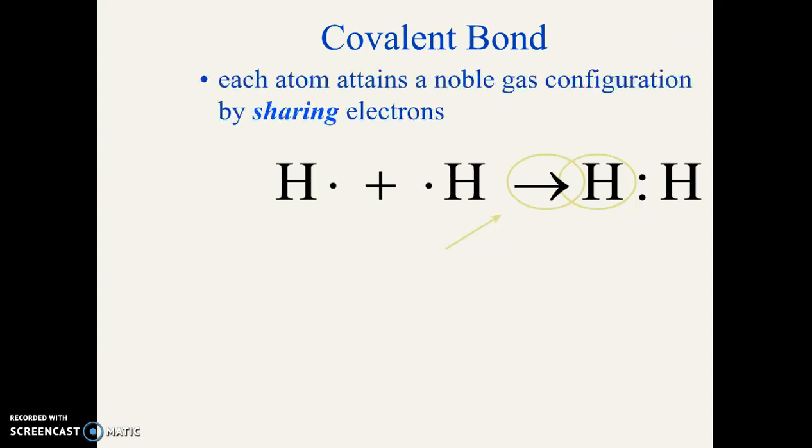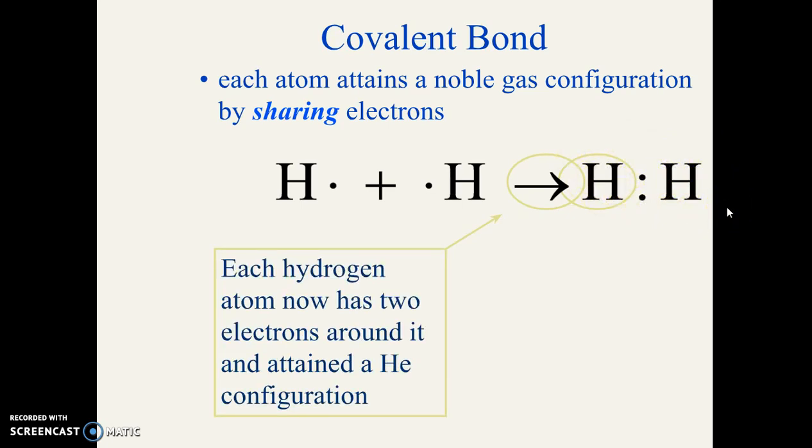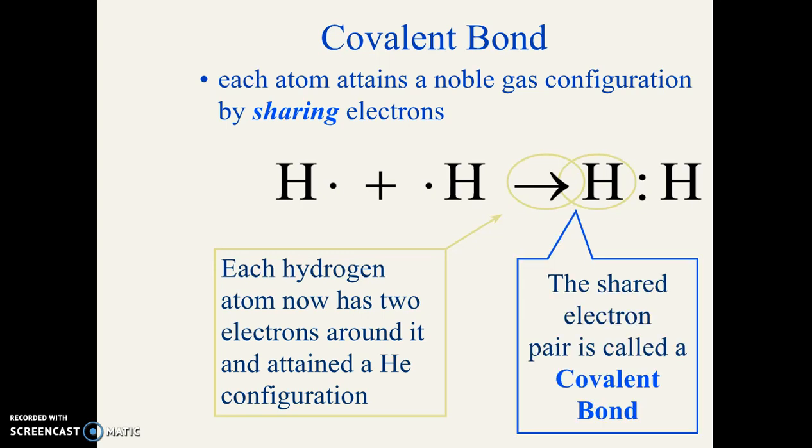So each atom attains a noble gas configuration by sharing the electrons. So they would both get to there. For hydrogen, they only need 2. So it gets to 2, and this hydrogen gets to 2, and they're both happy. So each hydrogen now has 2 electrons around it. And this is what we call a covalent bond when they share.